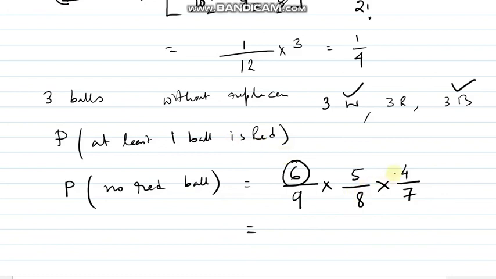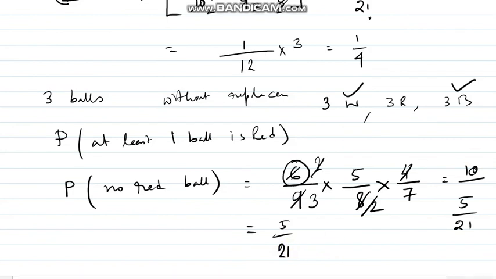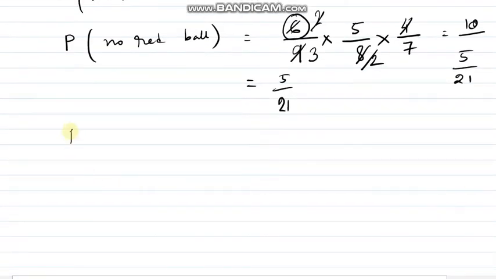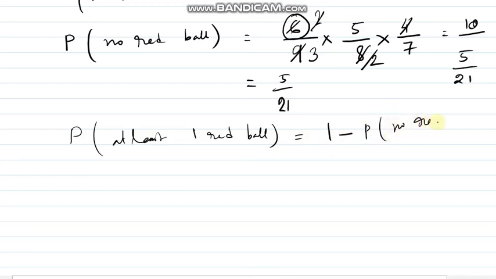For at least 1 red ball, we always calculate like this. Please be very careful. If I simplify this, it will be 2 divided by 3. So it is 10 divided, oh sorry, we can calculate this further. So it will be 5 divided by 21, that is the probability of no red ball. If I further proceed and find the probability of at least 1 red ball, it will be 1 minus the probability of no red ball, which equals 1 minus 5 divided by 21, that is 16 divided by 21. Is it fine?